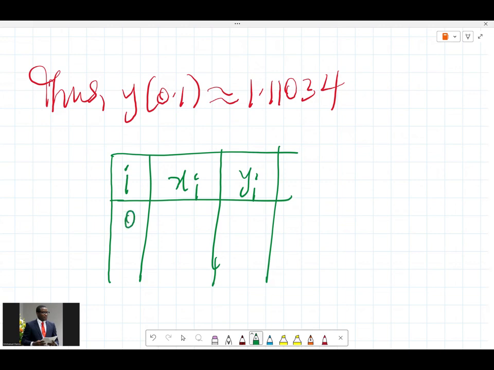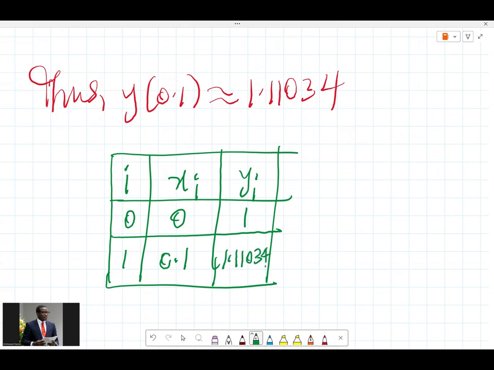So far, we have i is 0 and we have i is 1. Those are the two we have right now. So x naught, you remember, is 0, y naught is 1. Then x1 is 0.1, because 0.1 is the step size. Then y1 is what we just got, 1.11034. If you want to follow my perfectionistic tendencies, you could just write 1.00000 for y naught, just to make sure the number of decimal places are the same.